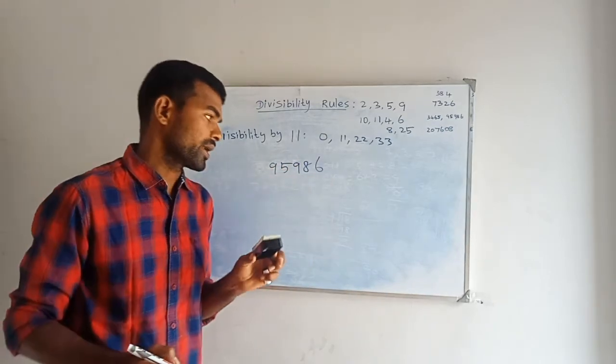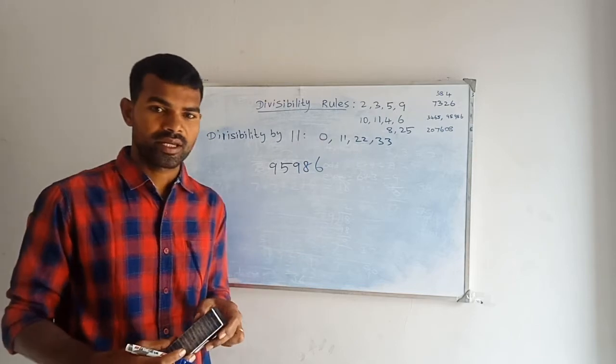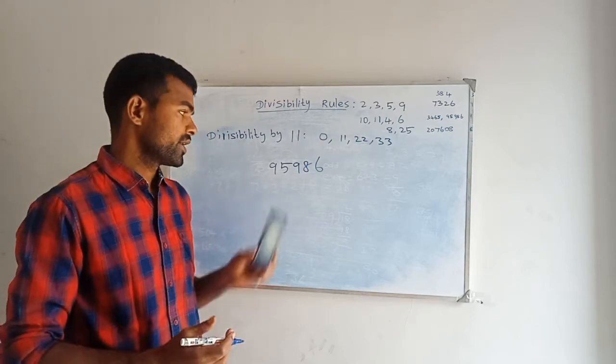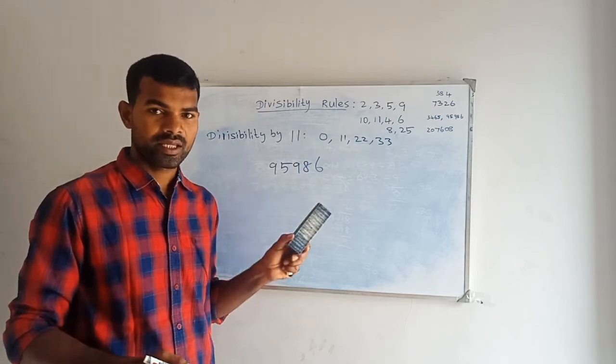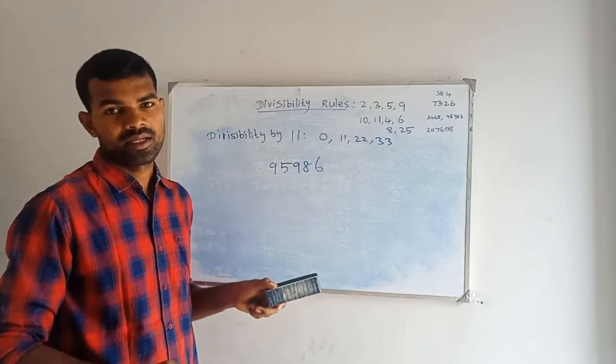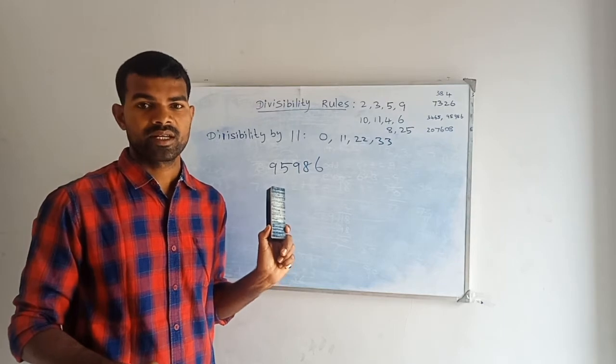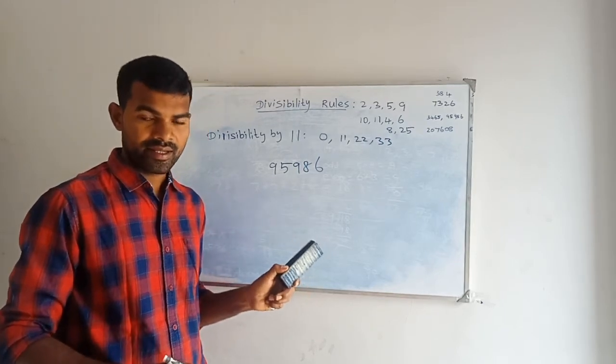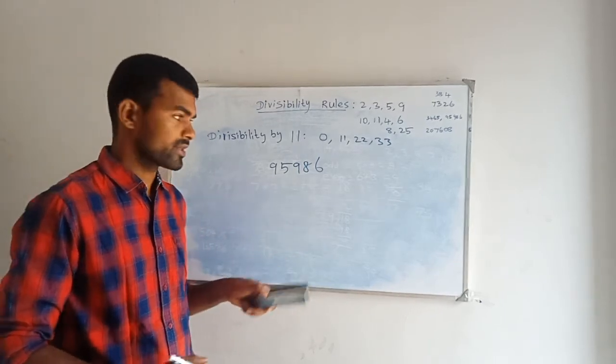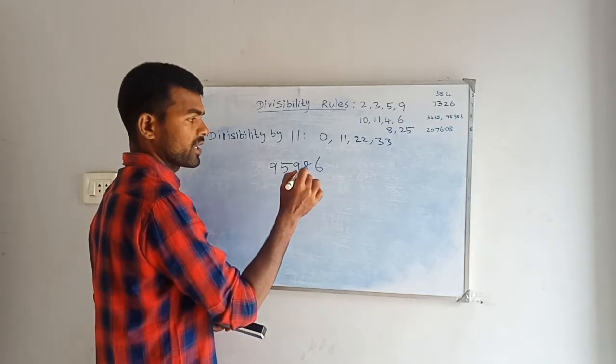Let us see a number here. 95,986. Can this number be divided by 11 or not? To check that, what is the rule? You have to take the sum of the odd digits minus the sum of the even digits. First find the odd digits.